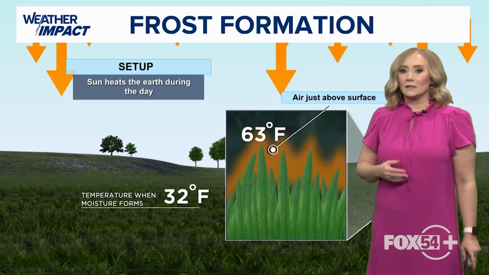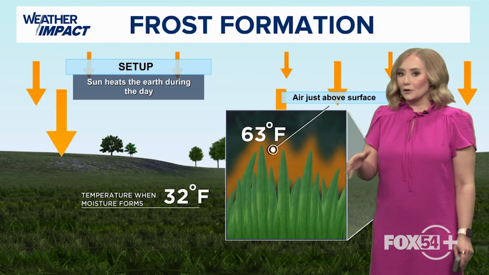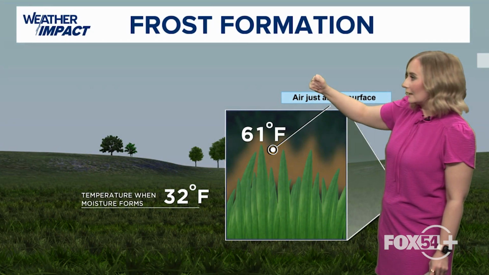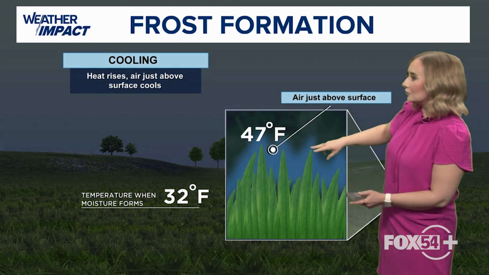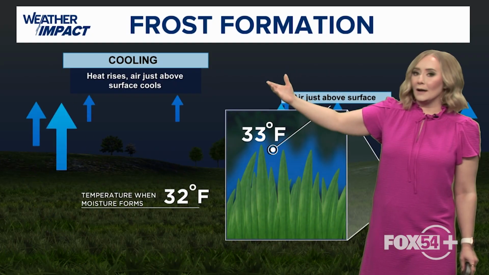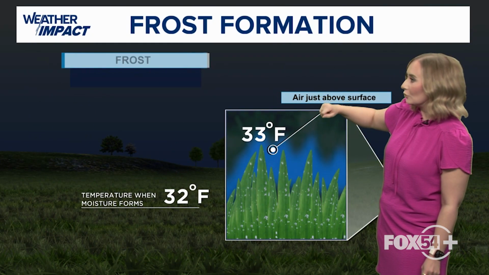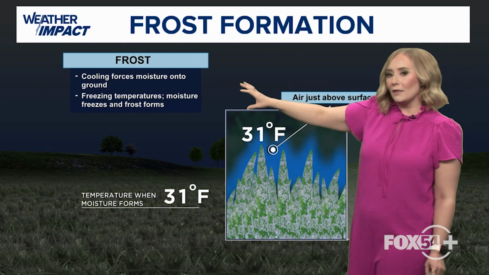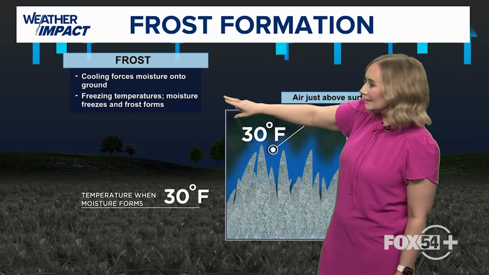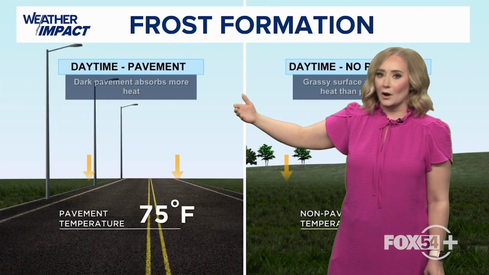Like I mentioned, we've already seen our first frost of the winter season, but how exactly does frost form? Well, first and foremost, the sun heats the earth during the day. So the air just above the surface is always going to be a little bit warmer than just below it. So heat rises and the air just above the surface is going to start to cool down a little bit. The cooling then will force the moisture onto the ground, and when we see freezing temperatures, that moisture will freeze, and that's how we get frost formation.